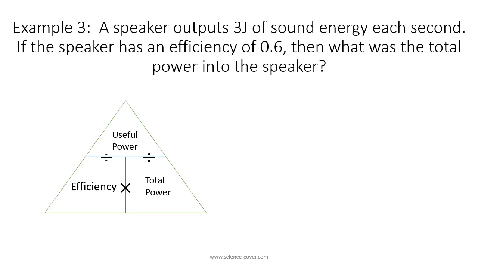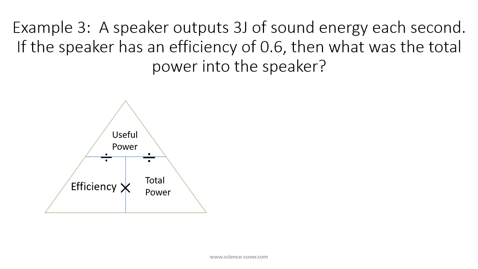Example 3. A speaker outputs 3 joules of sound energy each second. If the speaker has an efficiency of 0.6, then what was the total power into the speaker? So the useful power in this case is going to be the amount of energy per second, and we're told that it outputs 3 joules of energy each second. So I can just take 3 watts as the useful power.